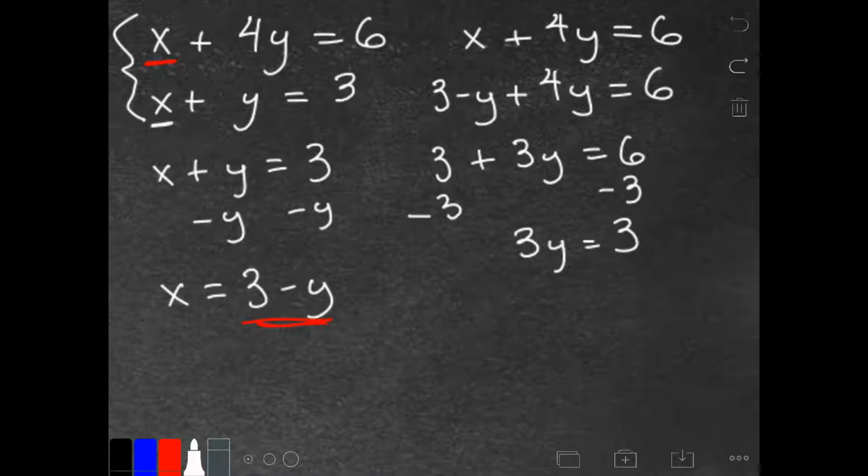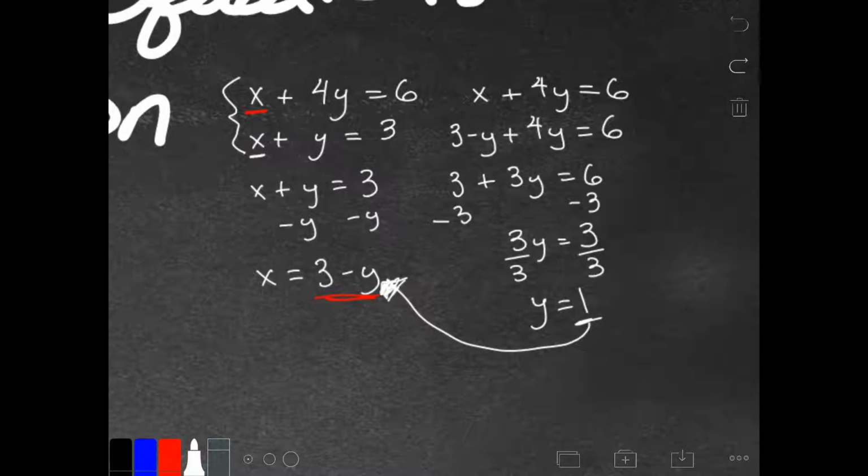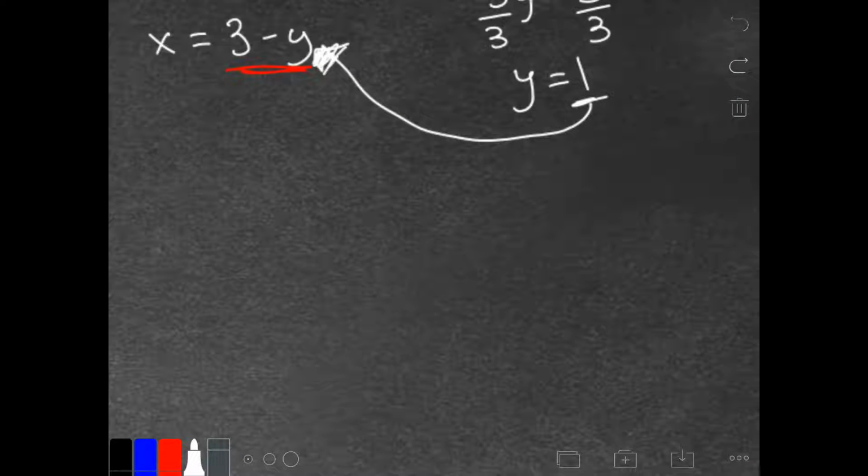6 minus 3 is 3. We're going to divide by 3. And that'll give us y equals 1. Well, now that I know what y is equal to, I can go ahead and plug that into one of the other equations to solve for x. Let's use our newly rewritten equation.